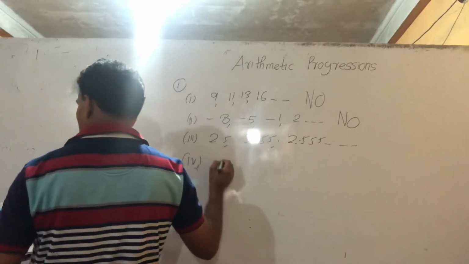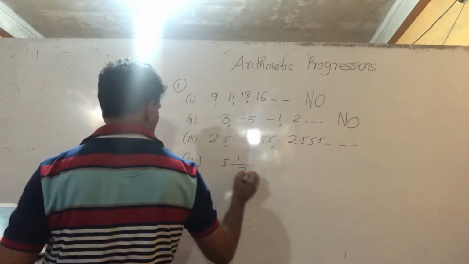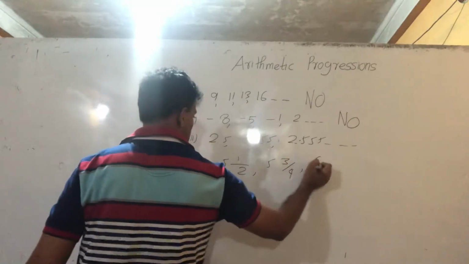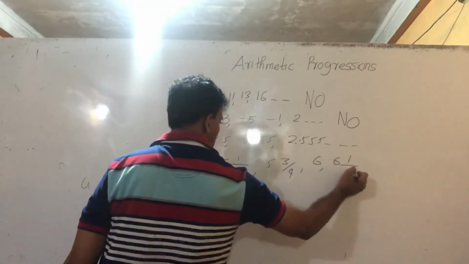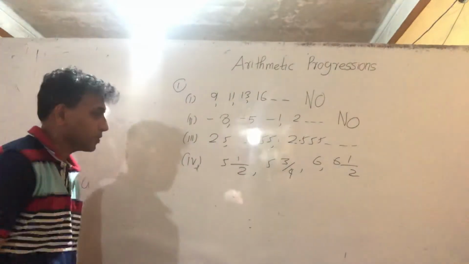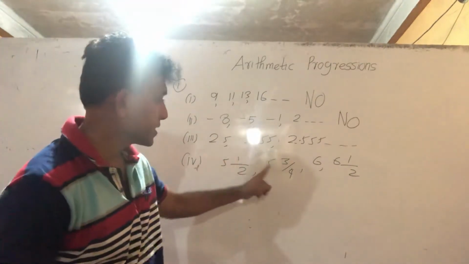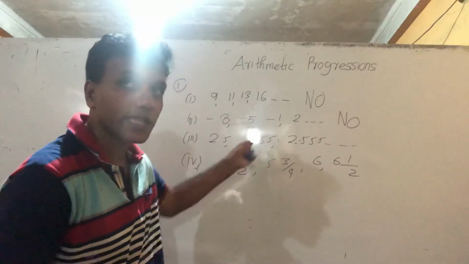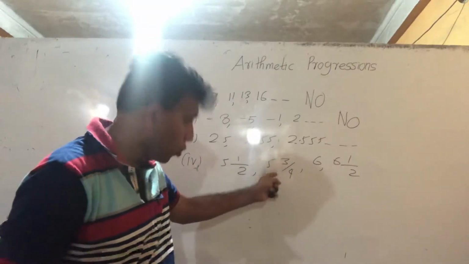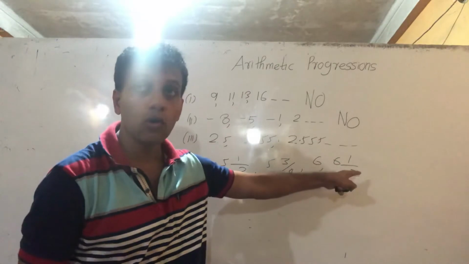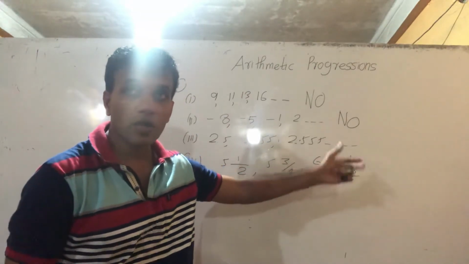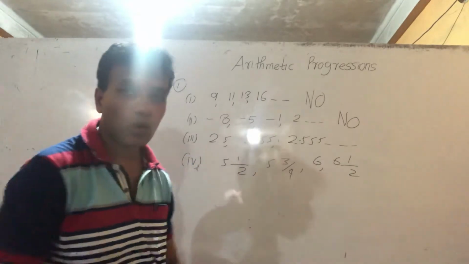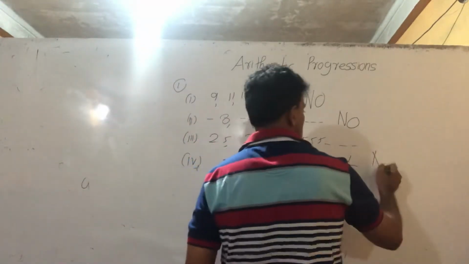The fourth one: 5.5, comma, 5 3/4, comma, 6, comma, 6.5. What is this? A quarter more, no? From 5.5 to 5 3/4 is a quarter more, and here is a quarter more, but here it is half more, 6.5. Therefore, the differences are not the same everywhere.